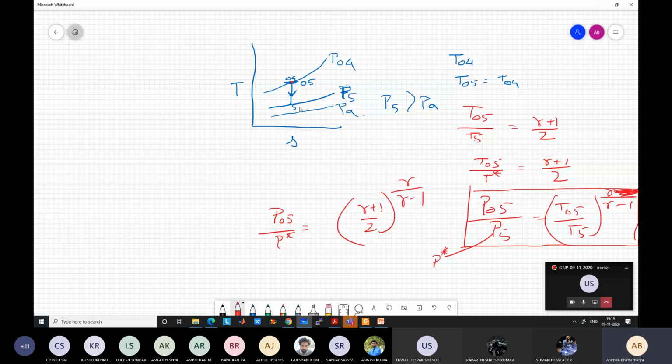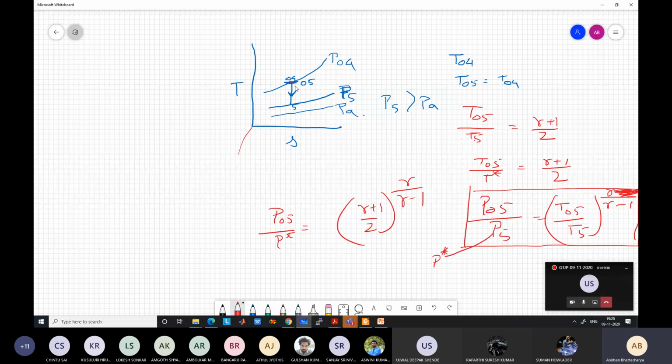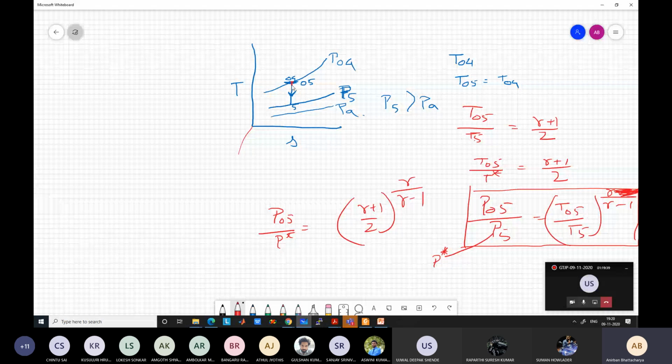P05 by P5. So what happens in a non-isentropic case? Now that is the question. Okay. Isentropic case, nothing difficult to understand. So what do you think should happen in the non-isentropic case? How will the process go? Non-isentropic means entropy can only increase, right? So it should go something like this. Correct? Or is there any confusion?